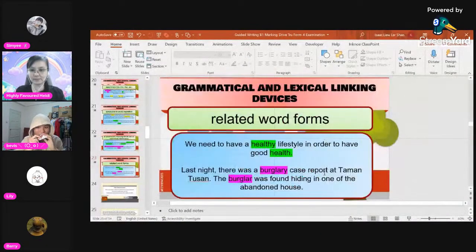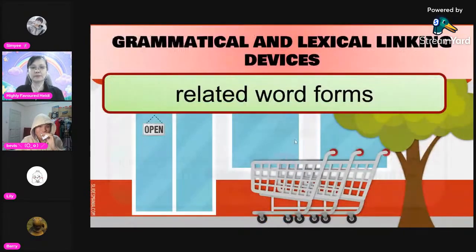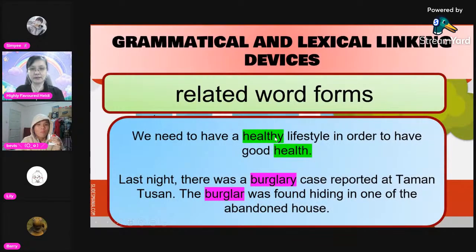It's "case reported", okay, reported, because it was last night. So you can see that it is using "healthy": one is an adjective, one is "health". Healthy is an adjective, health is a noun. But this one, burglary, is a noun, and burglar is also a noun. Burglary means what? Rompakan? Is it in BM? I do not know. Pecah masuk. And then burglar, of course, will be that particular person that did that act.